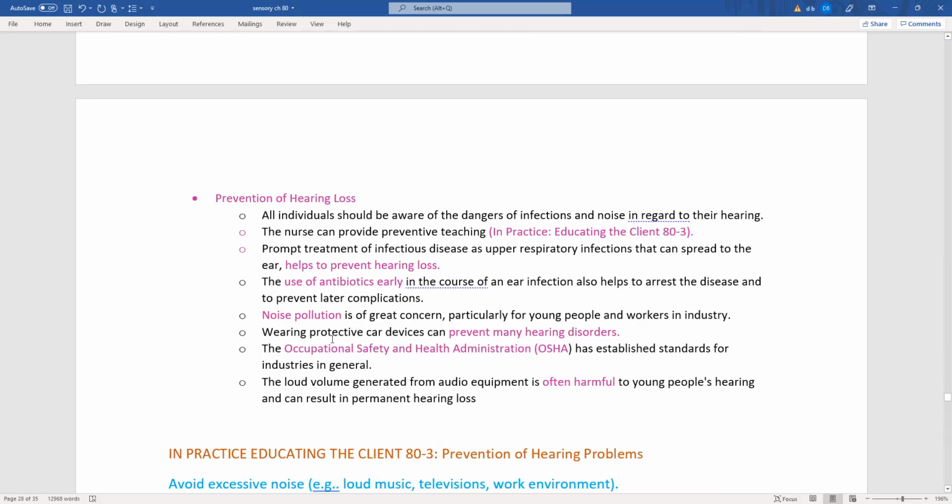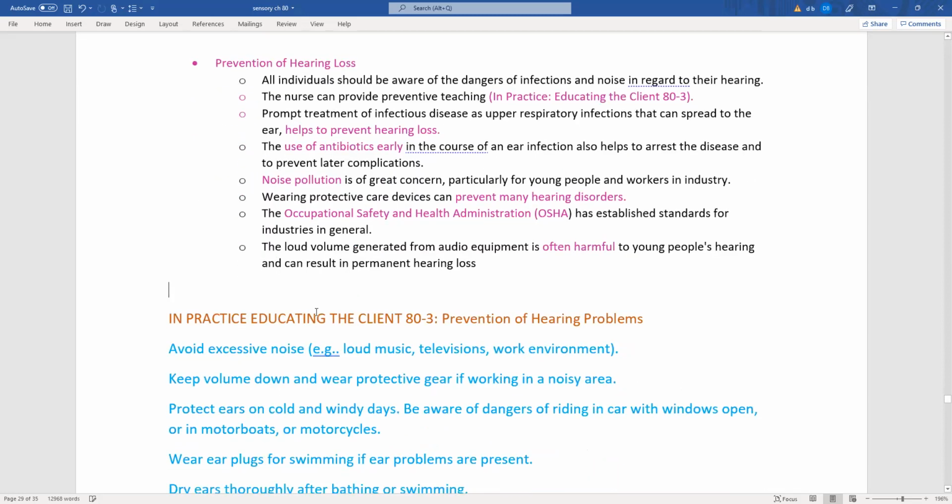Wearing protective care devices, it's supposed to be care, not car, can prevent many hearing disorders. OSHA has established standards for industrial general. The loud volume generated from audio equipment is often harmful to young people's hearing and can result in permanent hearing loss.